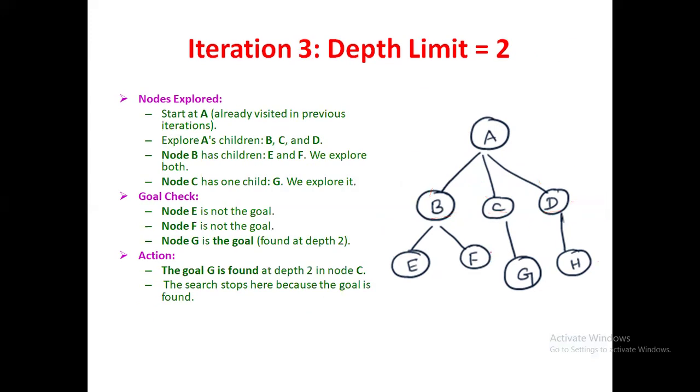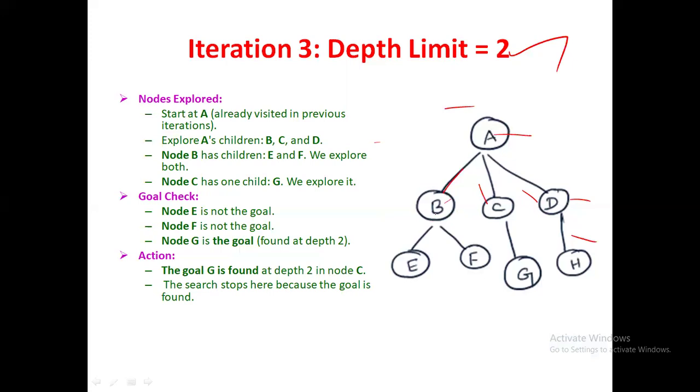So on iteration 3, the depth limit is 2. In the third iteration, the depth limit is set to 2, meaning the search will explore the nodes from here to here and then move on to depth 2. Starting from node A, the search explores its immediate children B, C, and D at depth level 1 and then moves on to explore their children at depth 2.